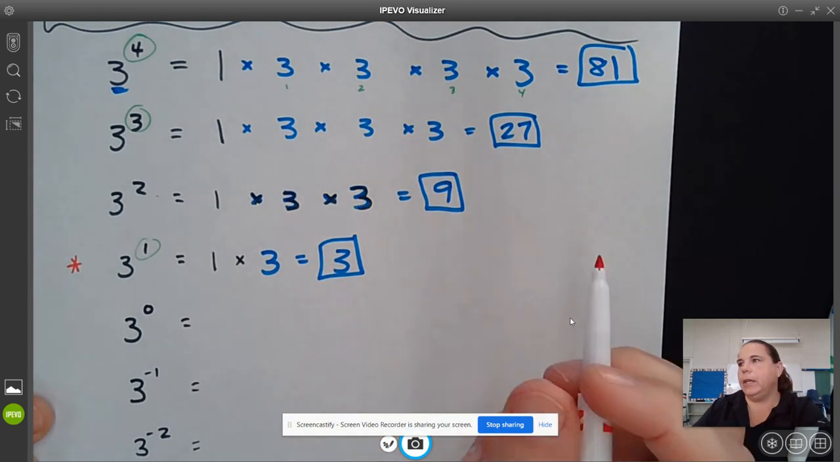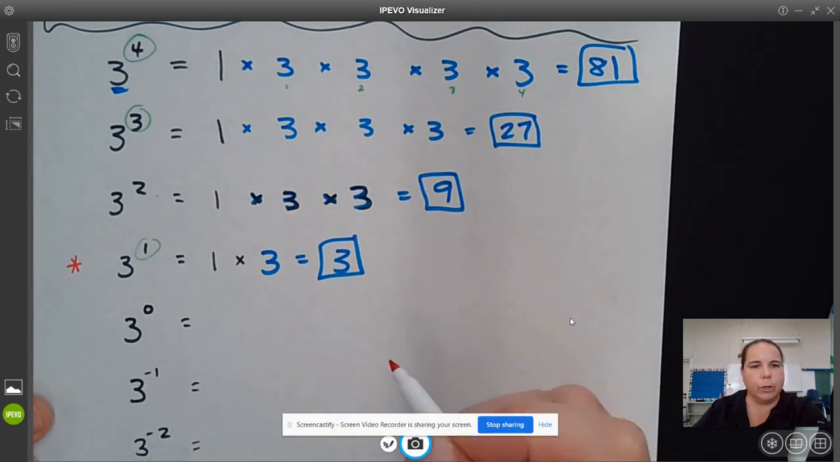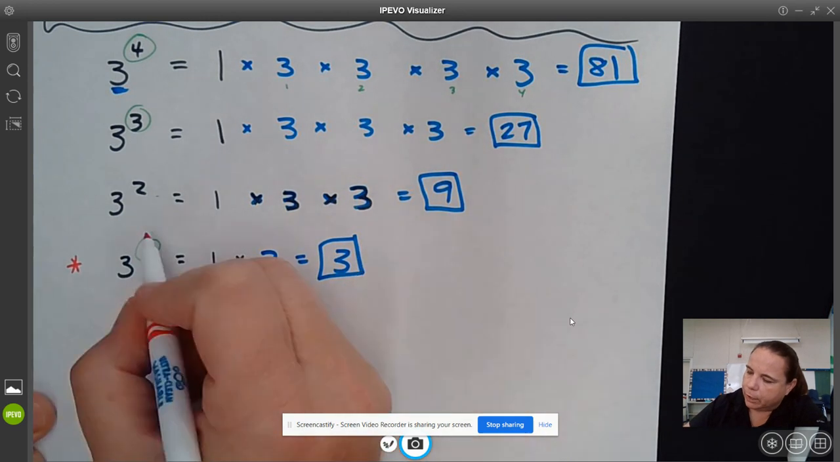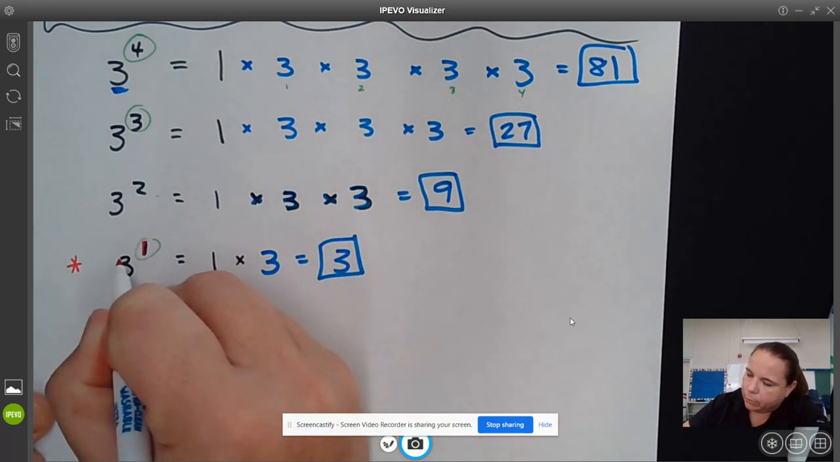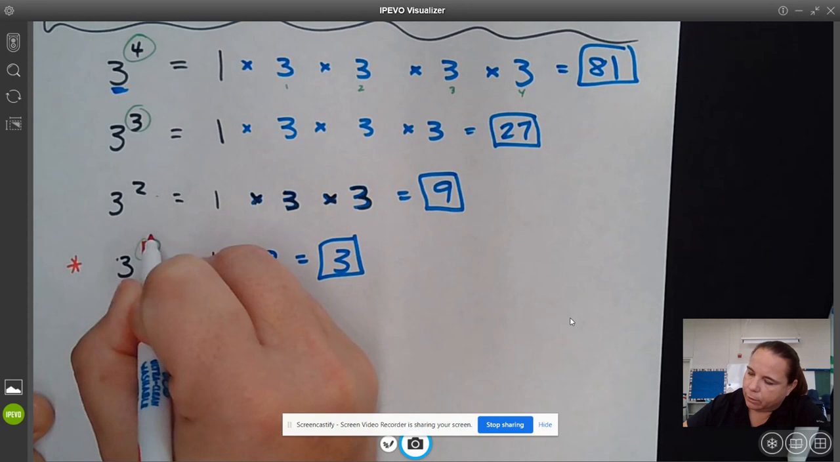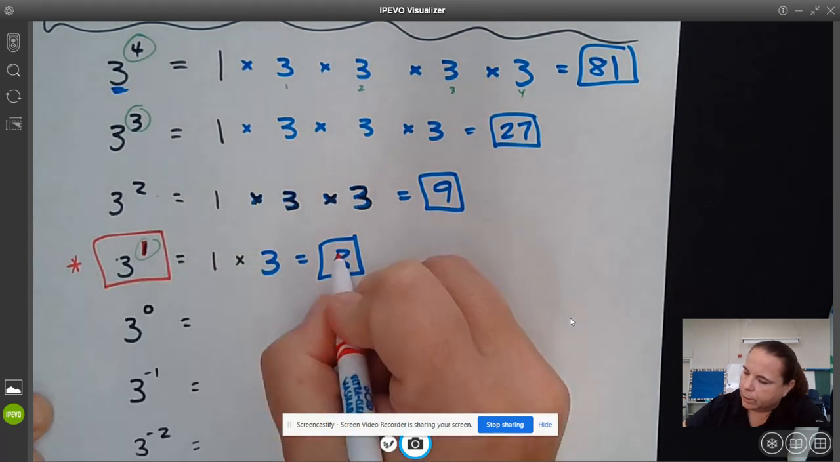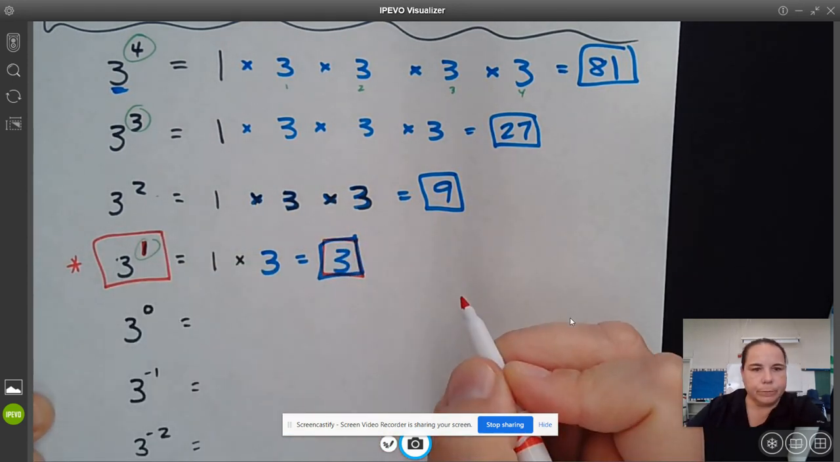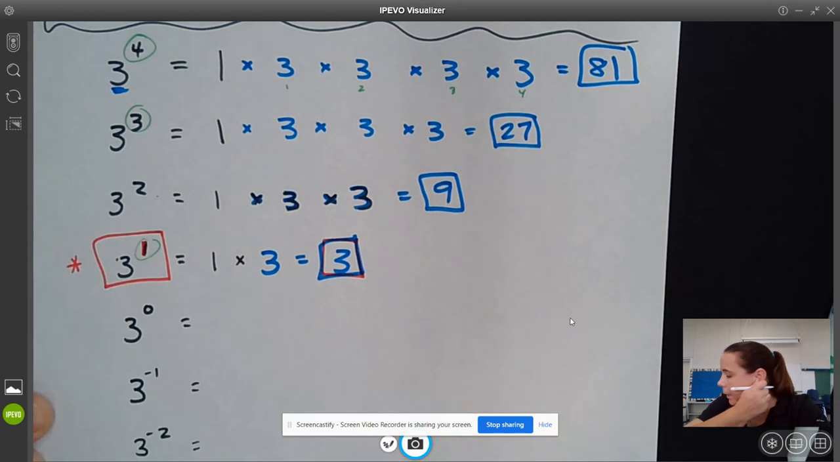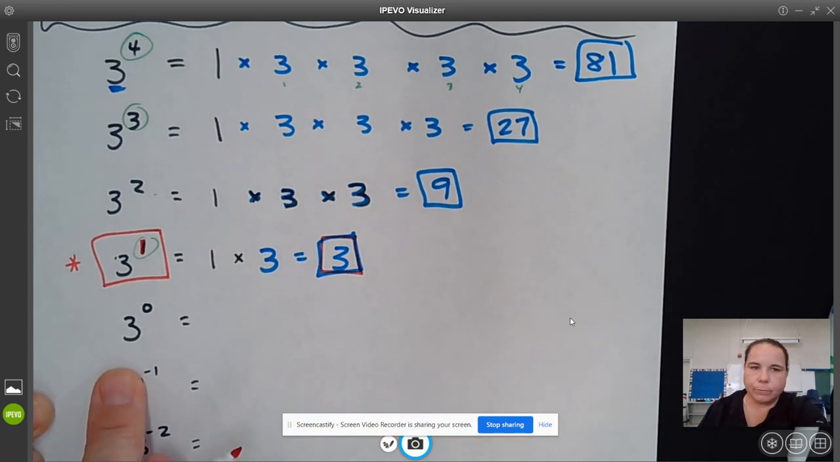So there's going to be a series of exponent rules you're going to want to remember. This is kind of the first one right here. Anything to the first power is itself. So 3 to the first power is just 3. Okay? All right, now let's think about our pattern.